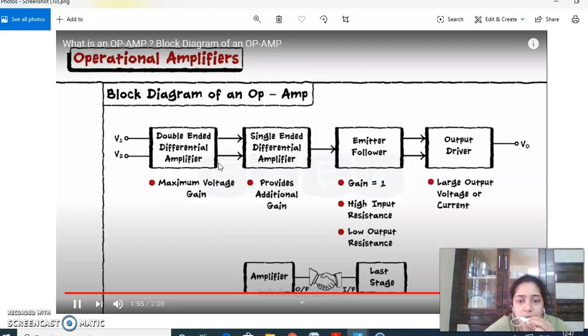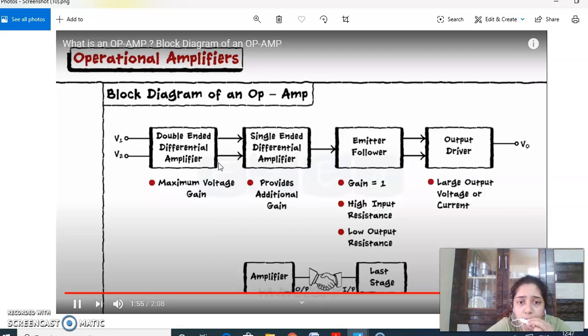The emitter follower circuit will have unity gain, high input resistance and low output resistance for the common collector configuration. Why are we using this emitter follower circuit in the block diagram of an op-amp?